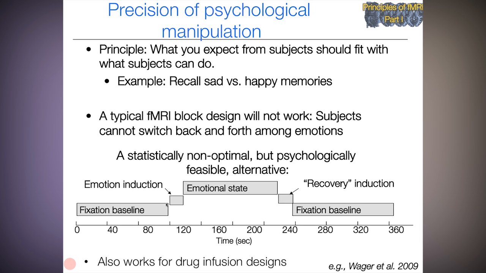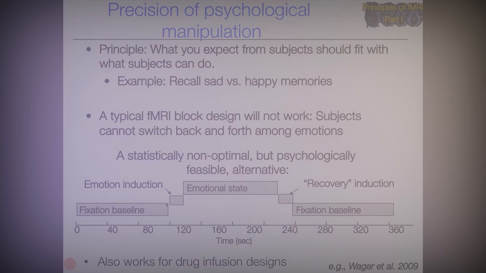In the stress case, it turns out you can't step into the same river twice. So if you do the stress induction once in a person and a second time, it won't be the same or mean the same thing the second time. And that's true of many kinds of emotional states. That's why this kind of single epoch design turns out to be a viable alternative in this case.